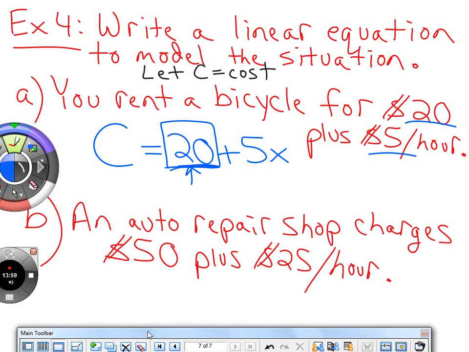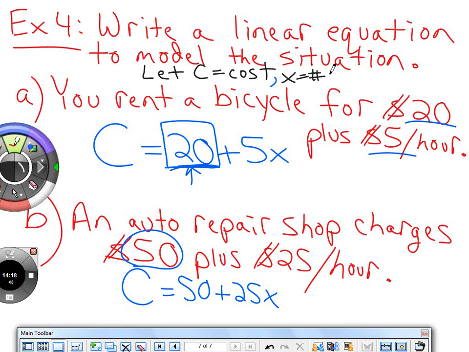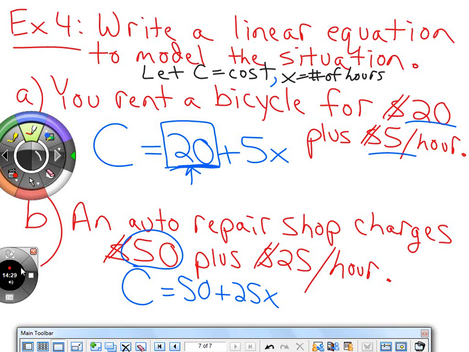So you would say C equals, and it looks like we always have to pay $50, so that's 50 plus, and you got to pay $25 every single hour. And we're letting x equal hours, by the way, so I can make a note of that. I'm letting x equal the number of hours. Okay, so there you go, 50 plus 25x. That'll get you the cost for any number of hours of, you know, whatever your car needs fixing.